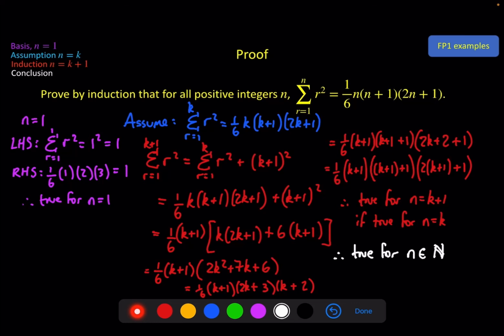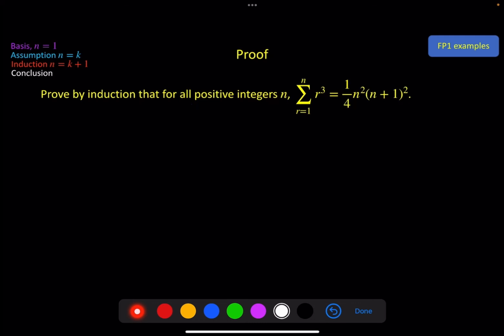Next example is fairly similar. If you don't really care too much about proving the r cubed one, skip over onto the final example, which is slightly different. But I said I would do this, so I'm going to go for it.